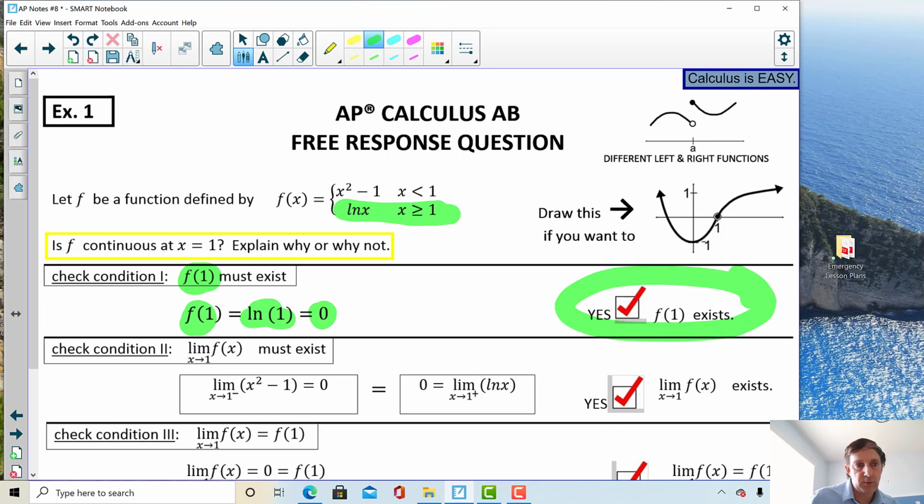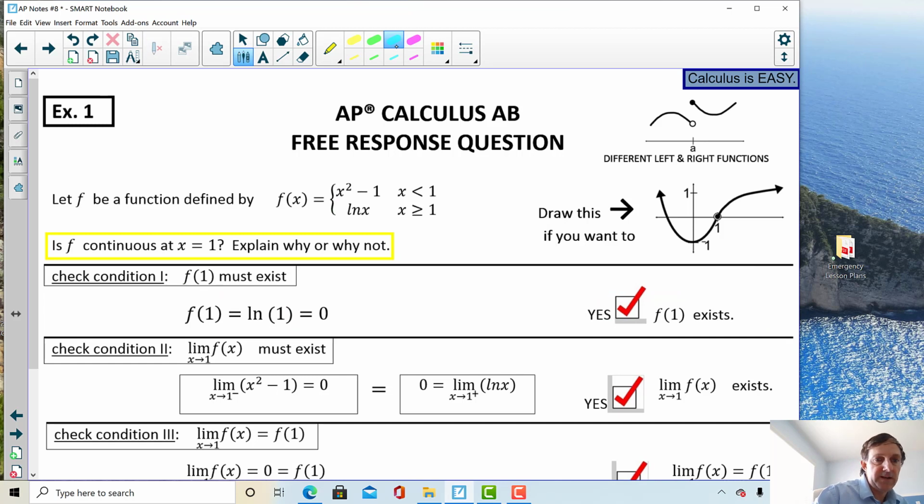F of 1 exists, so our first condition is okay. Second condition, we want to say, does the limit as x goes to 1 of f of x exist? So we've got to check the limit from the left, compare it to the limit from the right, and see if we get the same thing. Remember, it's a different function on the left than it is on the right. So when we're doing the limit as x goes to 1, we're going to plug 1 into a different function each time. Okay, so on the left side, it's x squared minus 1.